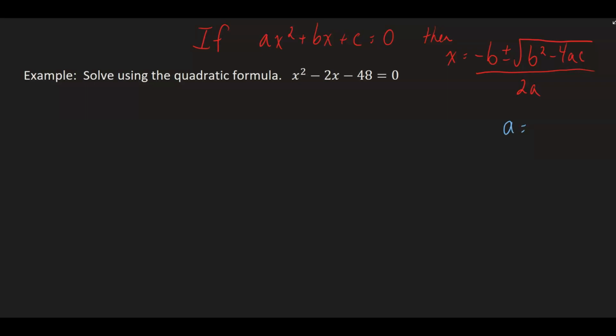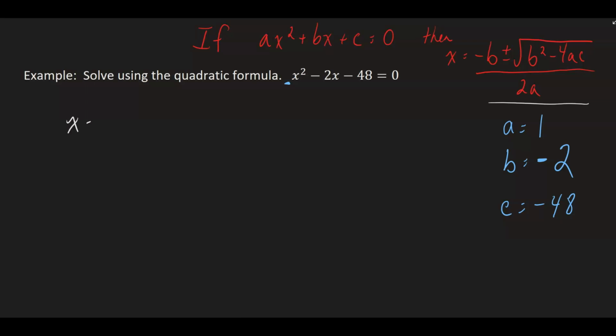So a is equal to the coefficient of x squared, which is 1. b is equal to the coefficient of x, which is -2. Don't miss that negative. And c is the constant, which is -48. So let's take a look at solving using the quadratic formula, and I have repeated it right over here.